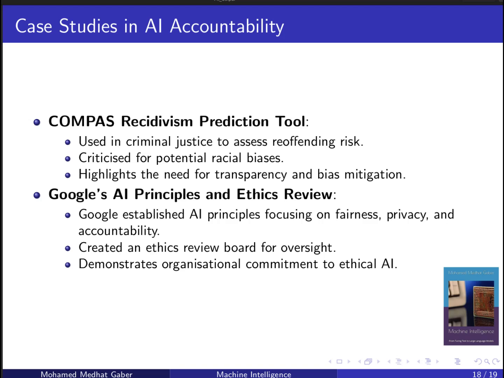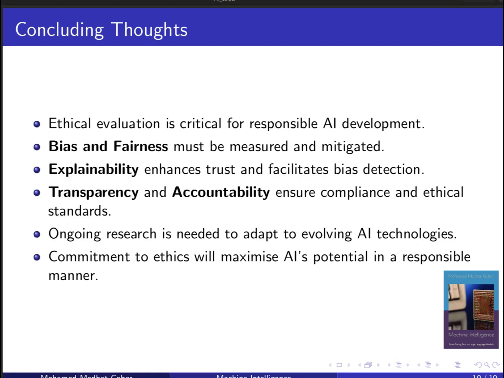innovative and ethically sound. As we conclude this chapter on the ethical dimensions of AI evaluation, it's clear that the journey towards responsible AI is both challenging and imperative. The integration of AI systems into critical aspects of society necessitates a steadfast commitment to ethical principles, ensuring that technology serves humanity equitably and justly. Addressing bias and fairness is not just a technical hurdle but a moral obligation.